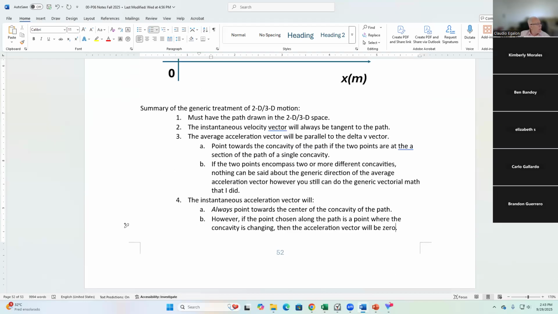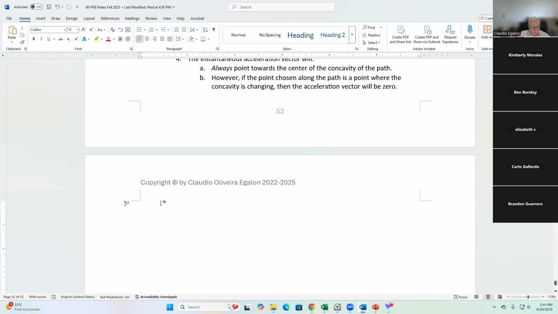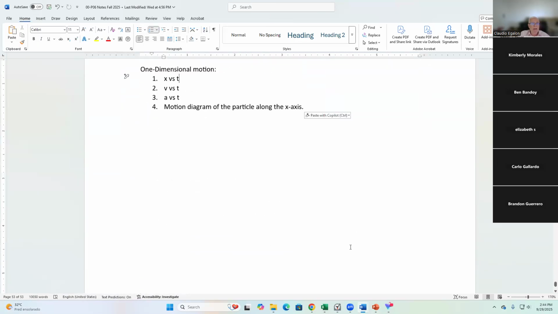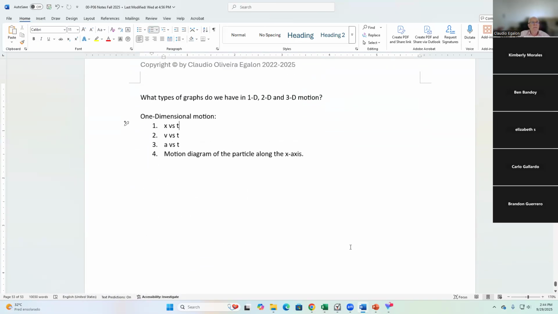Let's also talk about what types of graphs you have in 1D, 2D, and 3D motion. It's going to be very quick. In 1D motion, you already saw different graphs: X versus T, V versus T, A versus T. On top of that, we also have the motion diagram that you saw, for constant velocity and constant acceleration.